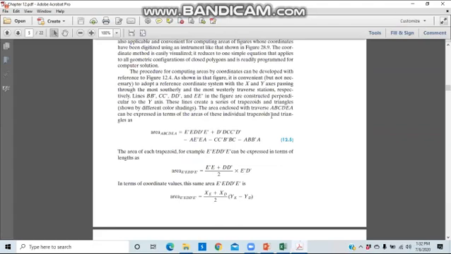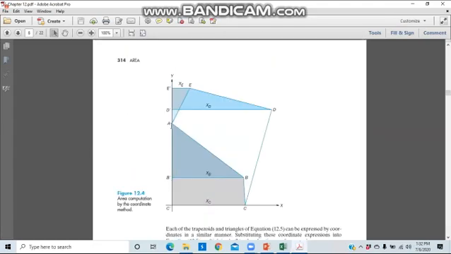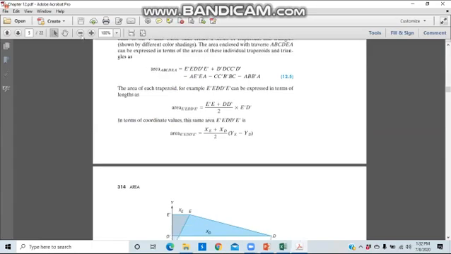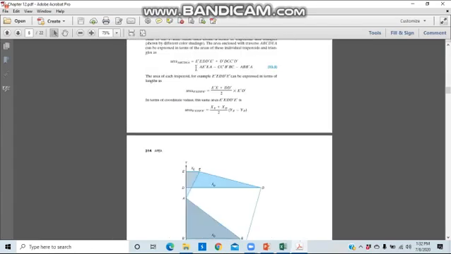The area enclosed with traverse A, B, C, D, E, A. So the area of this traverse can be expressed in terms of the area of these individual trapezoids and triangles. Now, the area of A, B, C, D, E, A is equal to certain expressions. So let's see how these expressions are.